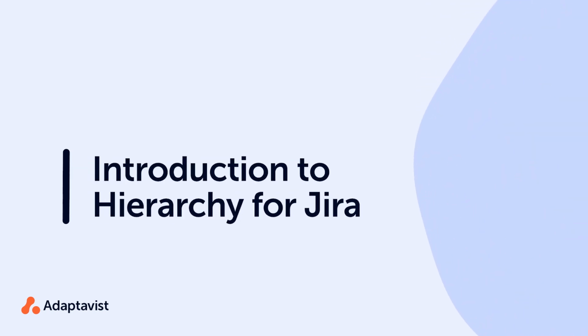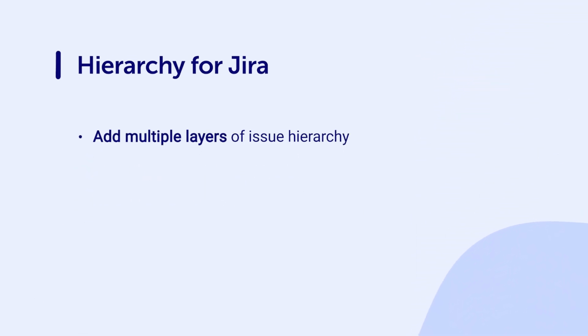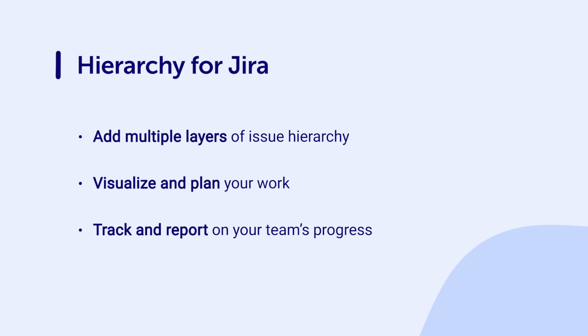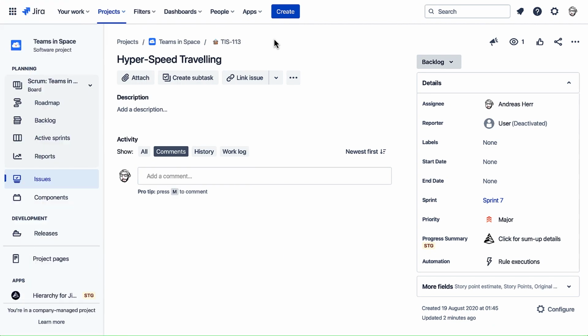Hierarchy for Jira allows you to add multiple layers of issue hierarchy to your projects, making it easier to visualize and plan your work. It also helps you to track and report on your team's progress. To implement your custom hierarchy, just link issues the way you would natively in Jira.